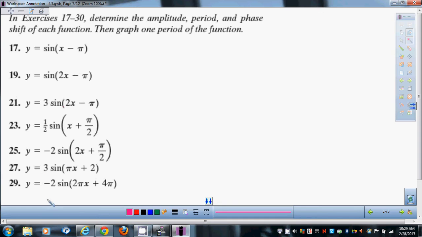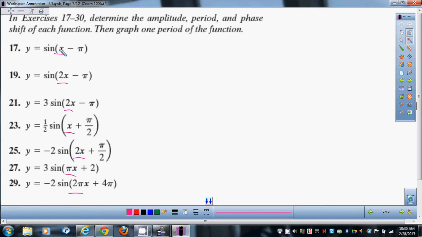Now, let's knock out our periods before we even talk about phase shift. Now remember, the plus and minus doesn't matter at all to the period. The only thing you care about is the number being multiplied by the x for your period. That is it. So, Amanda, what's going to be the period of 17? Well, that's the number right here, right? So 2 pi divided by that. 2 pi divided by 1, 2 pi.